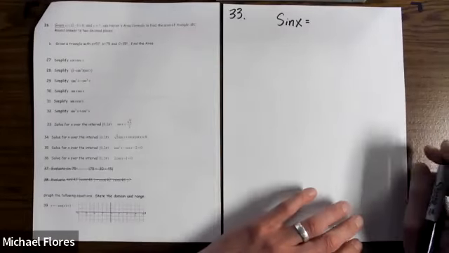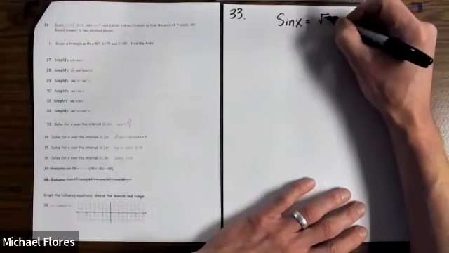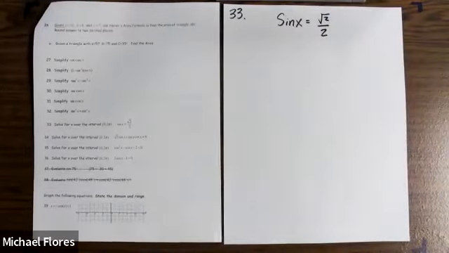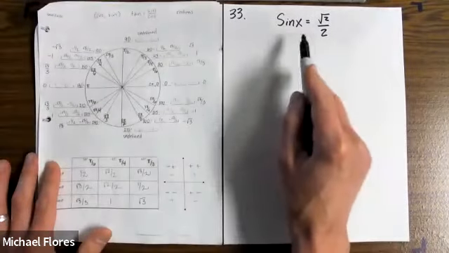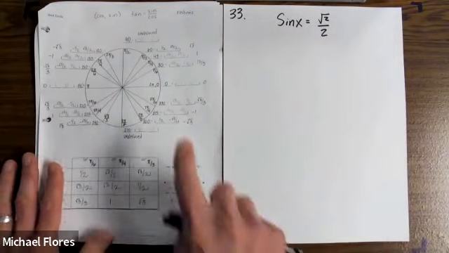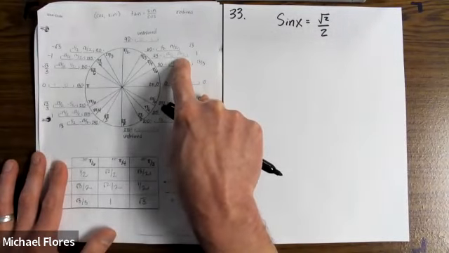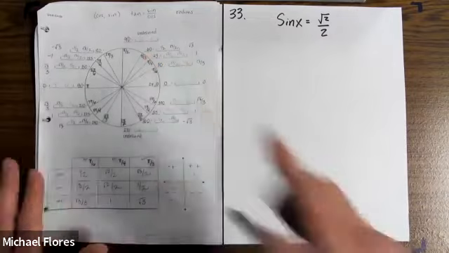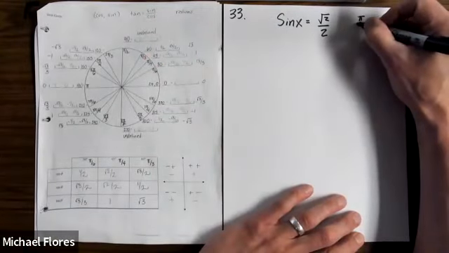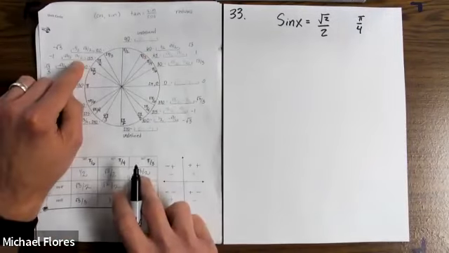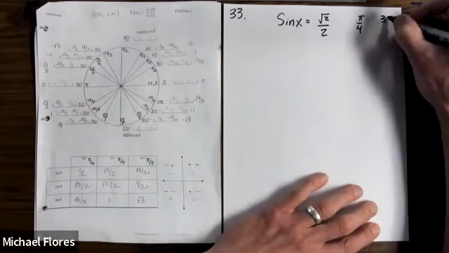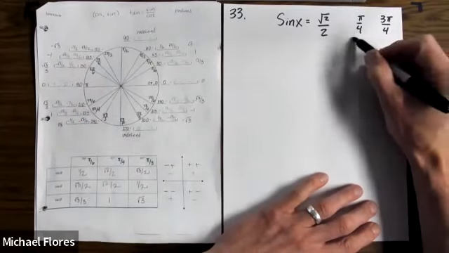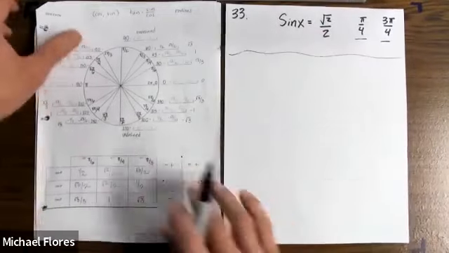Okay, 33. Sine of x is equal to root 2 over 2. There's really not much to solve for here because we're solving for sine of x. What we're solving for more specifically is where in our unit circle do we have a sine value of positive root 2 over 2? There is where sine is positive root 2 over 2. That occurs at pi over 4 radians. And then we have another sine value of positive root 2 over 2 here. That's at 3 pi over 4 radians. So your final answer, pi over 4, 3 pi over 4.